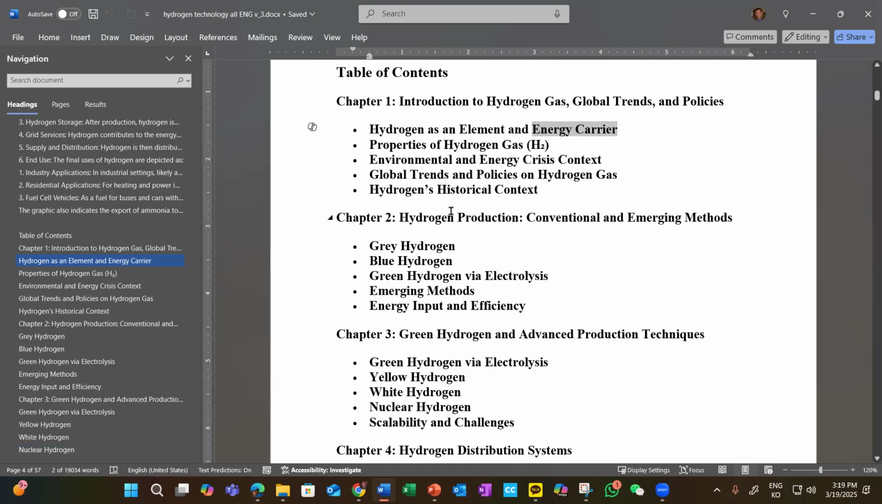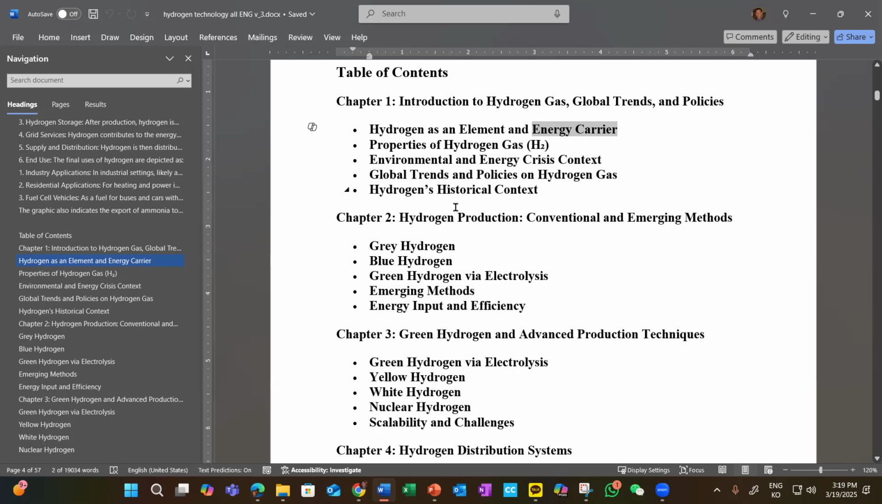And global trends and policies on hydrogen gas. Each country may have different policies on energy, especially on hydrogen gas. But in general, the global trend is moving toward intensive use of hydrogen gas. While hydrogen is not a new energy carrier, it has its own historical context.